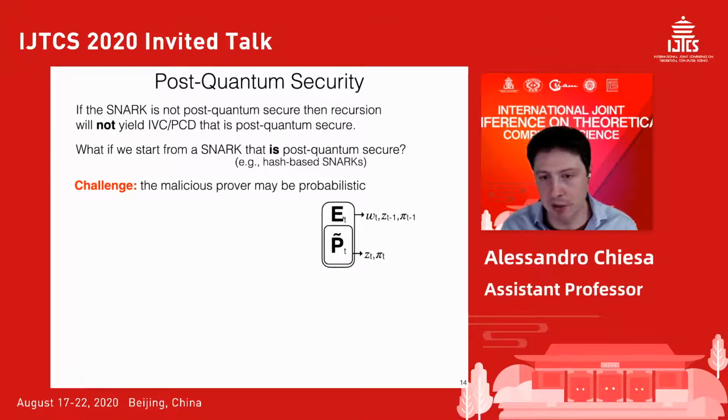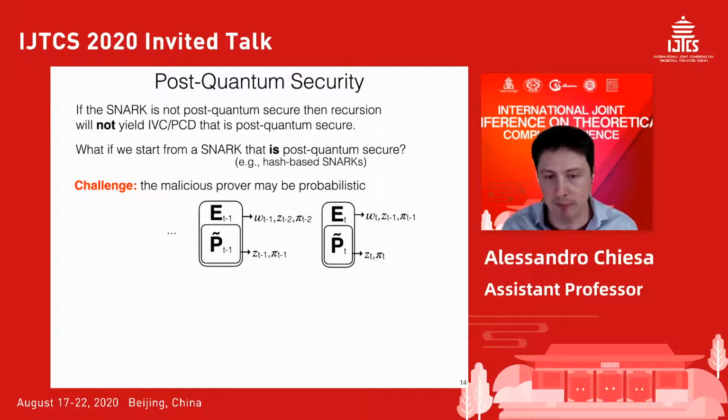From this extractor, you're able to produce a new prior prover that produces the previous input and the prior proof. And then you want to apply its own extractor and continue in this way. And over time, by applying proof of knowledge iteratively, you would construct the history that led to ZT. However, there's a problem here.